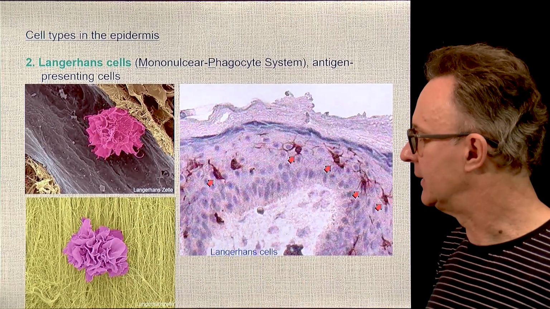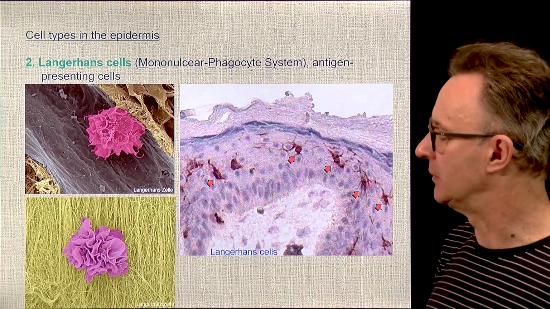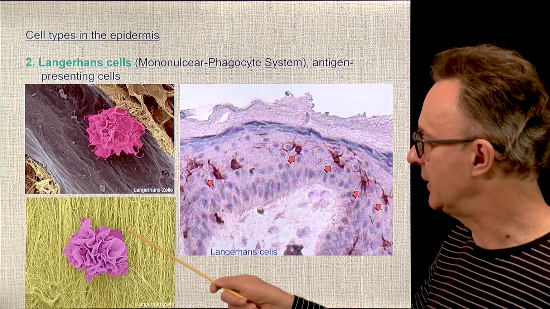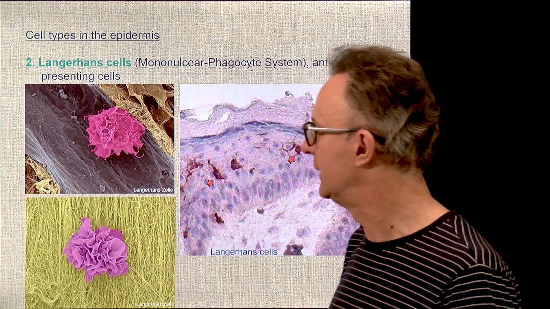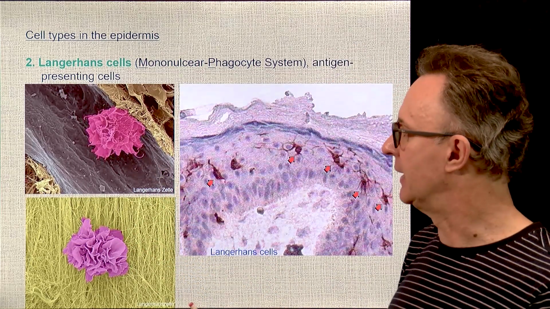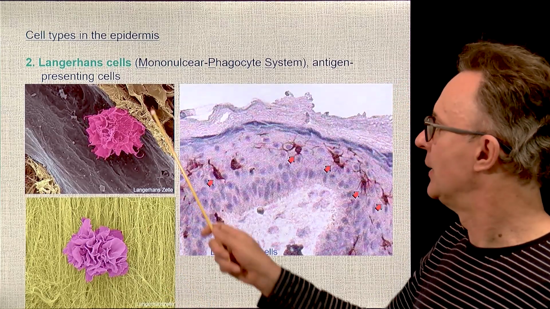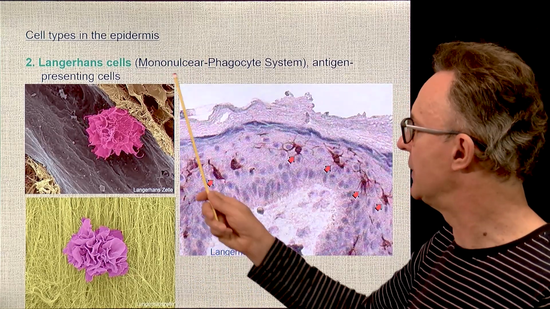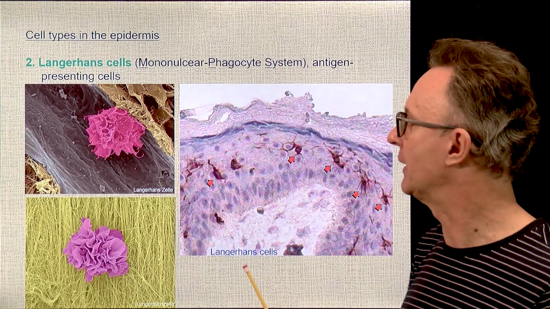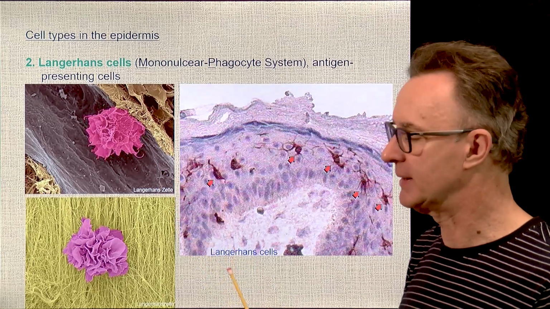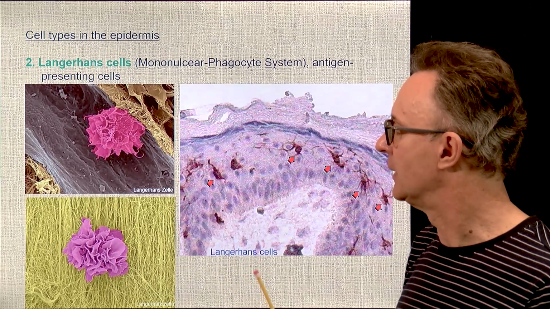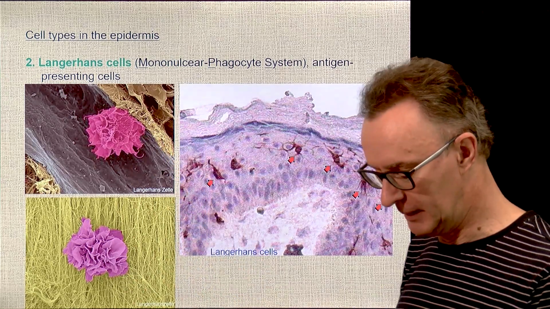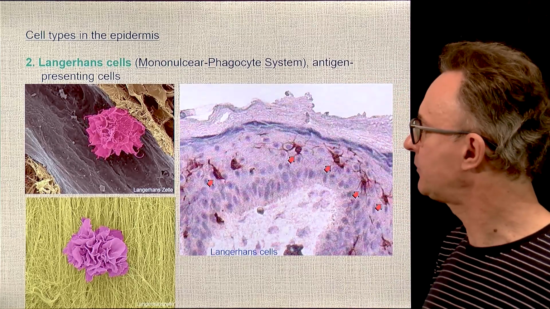The next cell type in the epidermis, as I mentioned earlier, is the Langerhans cell. With scanning electron microscopy, you see a quite nice flower-like cell. This is able to detect the antigens from the surface. That's why this is part of the MPS, mononuclear phagocyte system or macrophage system, and these cells will present the antigen to the lymph nodes, for example. So this cell type will be a part of the immune system.